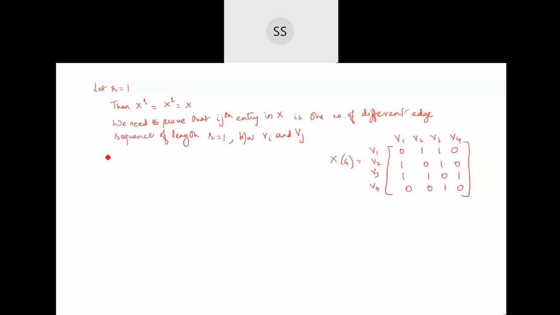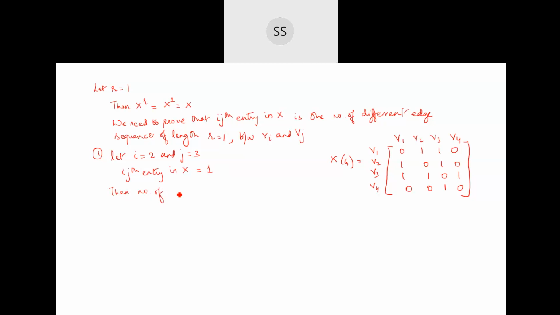Okay, so keeping this in mind, first I'll take let my I is equal to 2 and my j is equal to 3. What is the value that you have? The ijth entry of x is equal to 1. Now then what do you have to say? Then the number of different edge sequences of length R is equal to 1 between your Vi and Vj has to be what? It has to be 1.